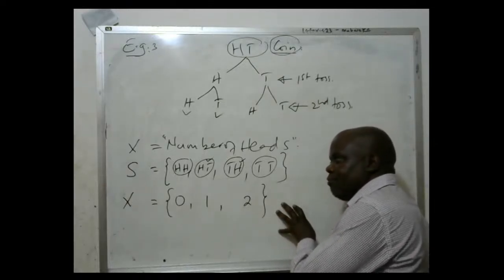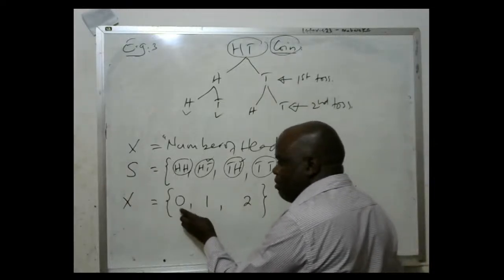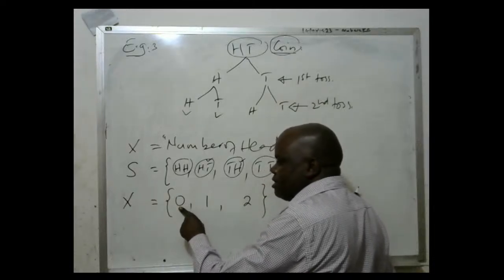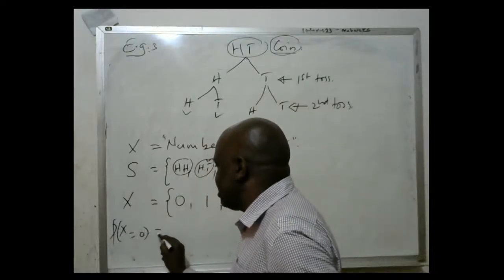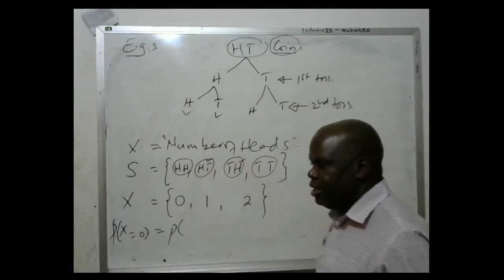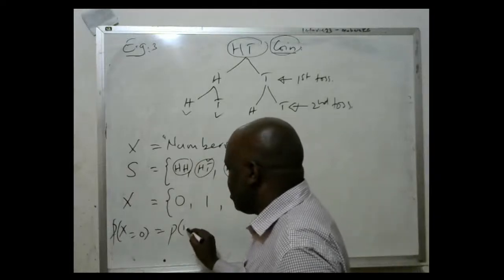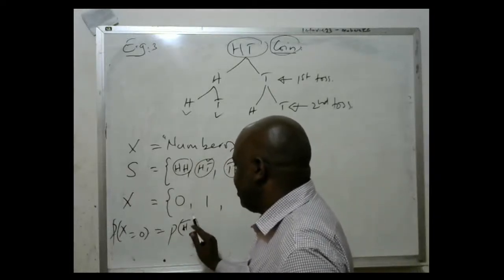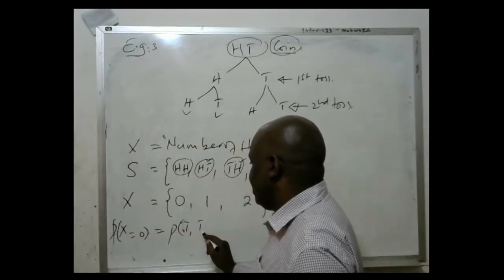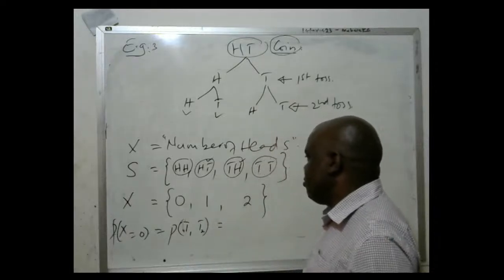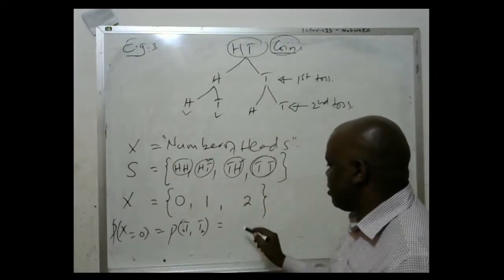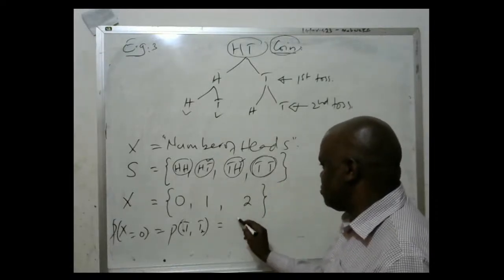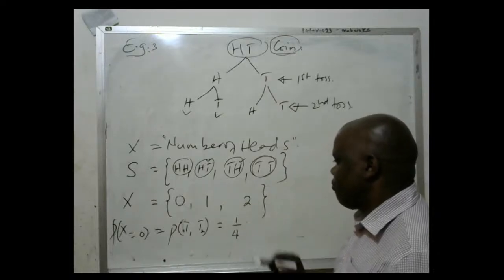That's to begin with. Now, the possibility of getting 0 heads, that means the possibility of x being equal to 0. 0 heads means the first one is a tail, and the second one is a tail. In such a scenario, what is this possibility? It's the number of this over our sample space. So the number of this is just 1 out of 4.